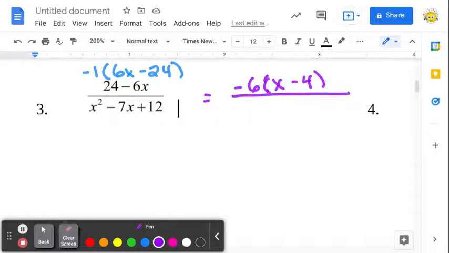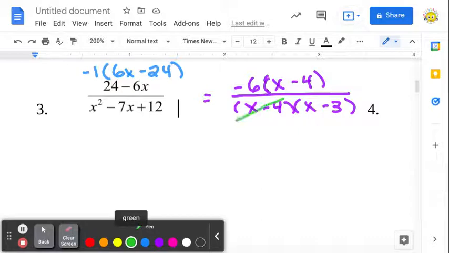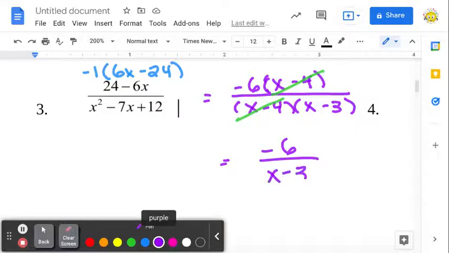Now on the bottom, this is a trinomial, and our A term is a 1. So I have an x and an x. Multiply to 12, add to negative 7 is a minus 4 and a minus 3. So now I'm going to cross off my matches in the numerator and the denominator, and I am left with negative 6 over x minus 3.